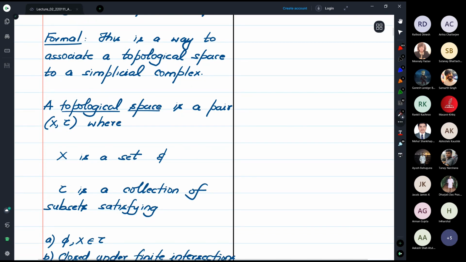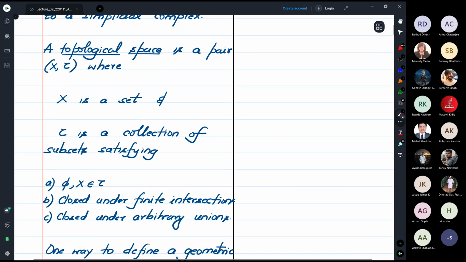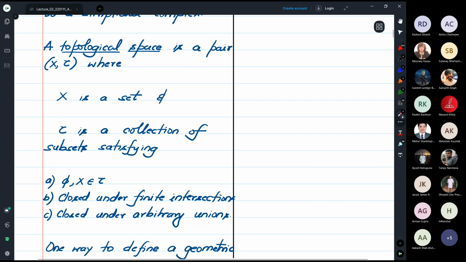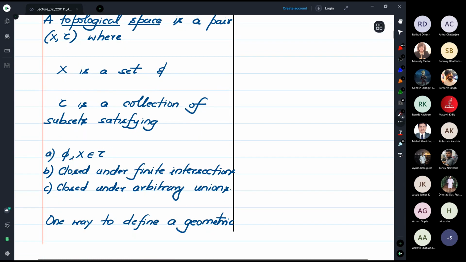A topological space is a pair (X, tau), where X is some set and tau is a collection of subsets of X satisfying the following three axioms. The first is that this collection should contain the empty set and the whole set. The second is that it should be closed under finite intersections. And finally, it should be closed under arbitrary unions. Such a set along with this collection together forms what is called a topological space. Is this okay?